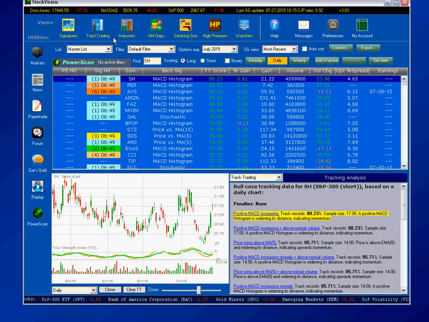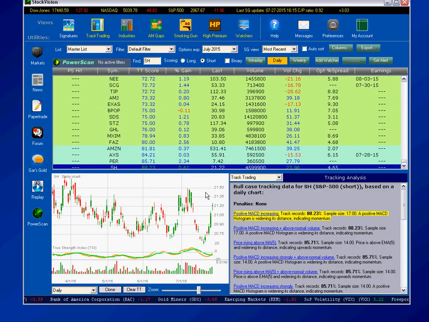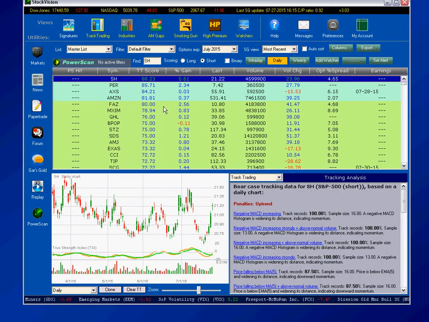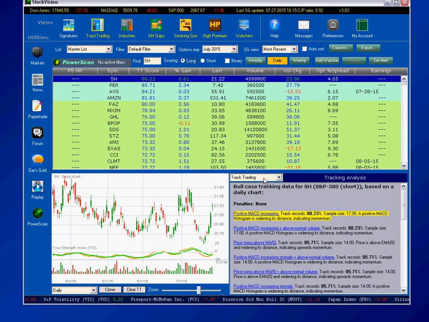To get track trading, you just click the track trading view, which is right here. Now, your list turns into the track trading list. The main thing is the track trading score. That column there is the score for track trading. The top guy here has 88.23. Down here, when you click on that, it tells you which indicator has kicked in and which is good for that stock.